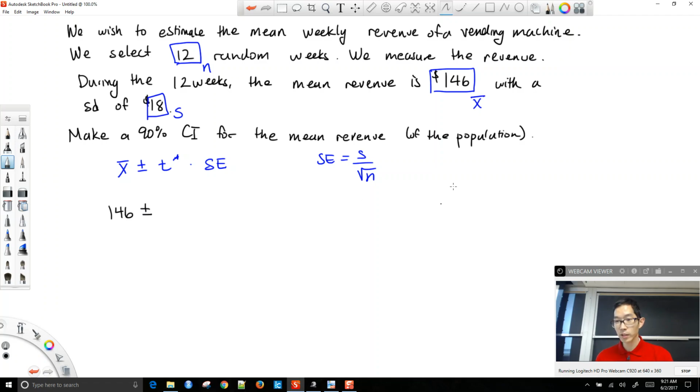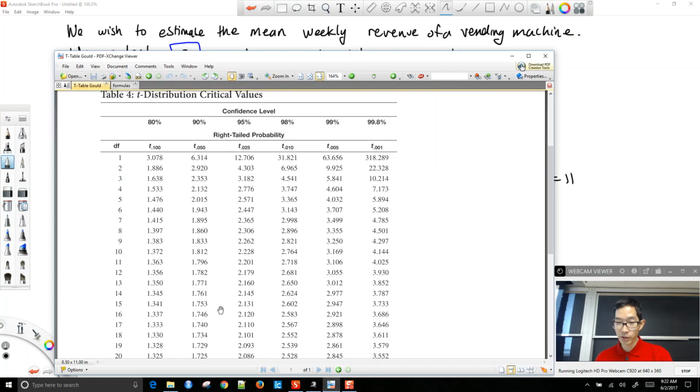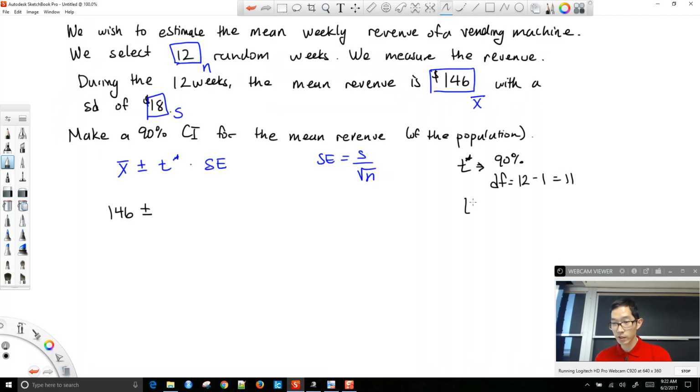For t star, what do we have? We've got 90% confidence. How many degrees of freedom do I have? n minus 1, I've got 11 degrees of freedom. So I go to the table, 90% confidence, 11 degrees of freedom. The value I'm going to use is 1.796. So my t star is equal to 1.796.